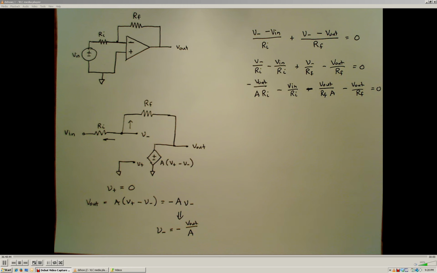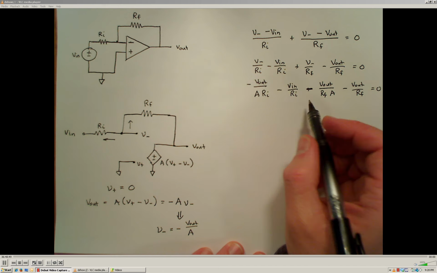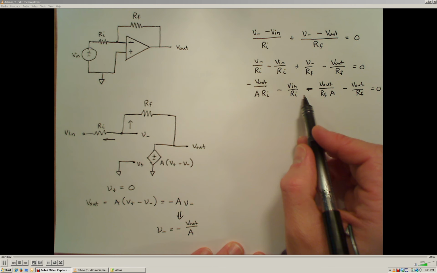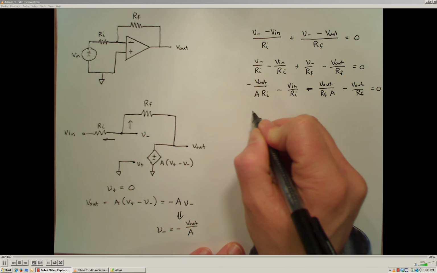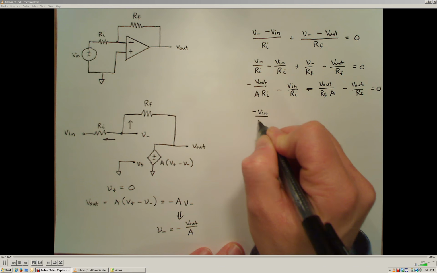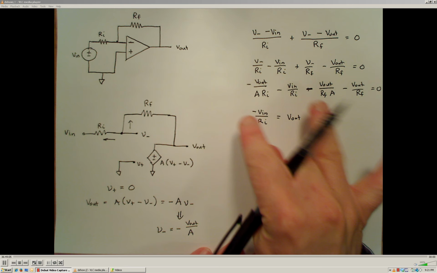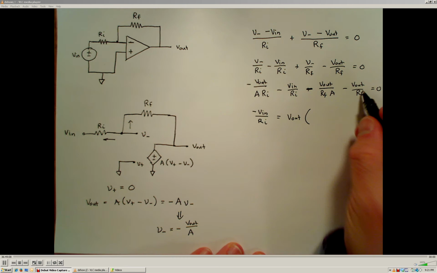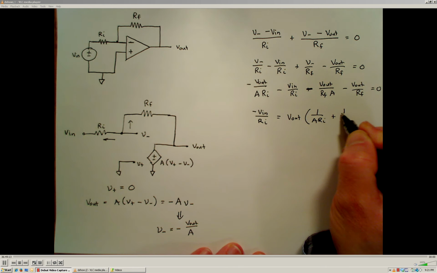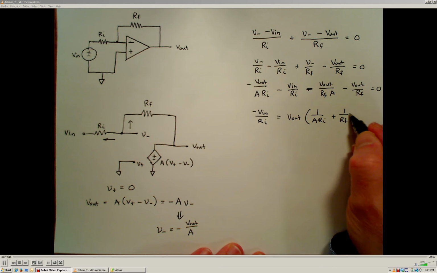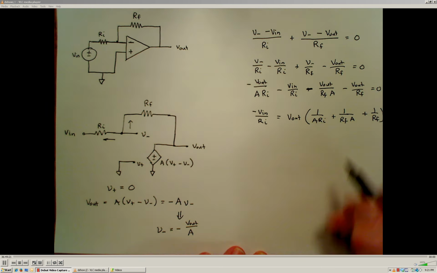Alright. Now I'm going to separate all of my outputs and inputs, and bring all of the outputs over to this side. So I will have negative Vn over Ri is equal to V out times, and remember, all of these will become positive because we're bringing them to the other side, 1 over A Ri plus 1 over Rf A plus 1 over Rf.